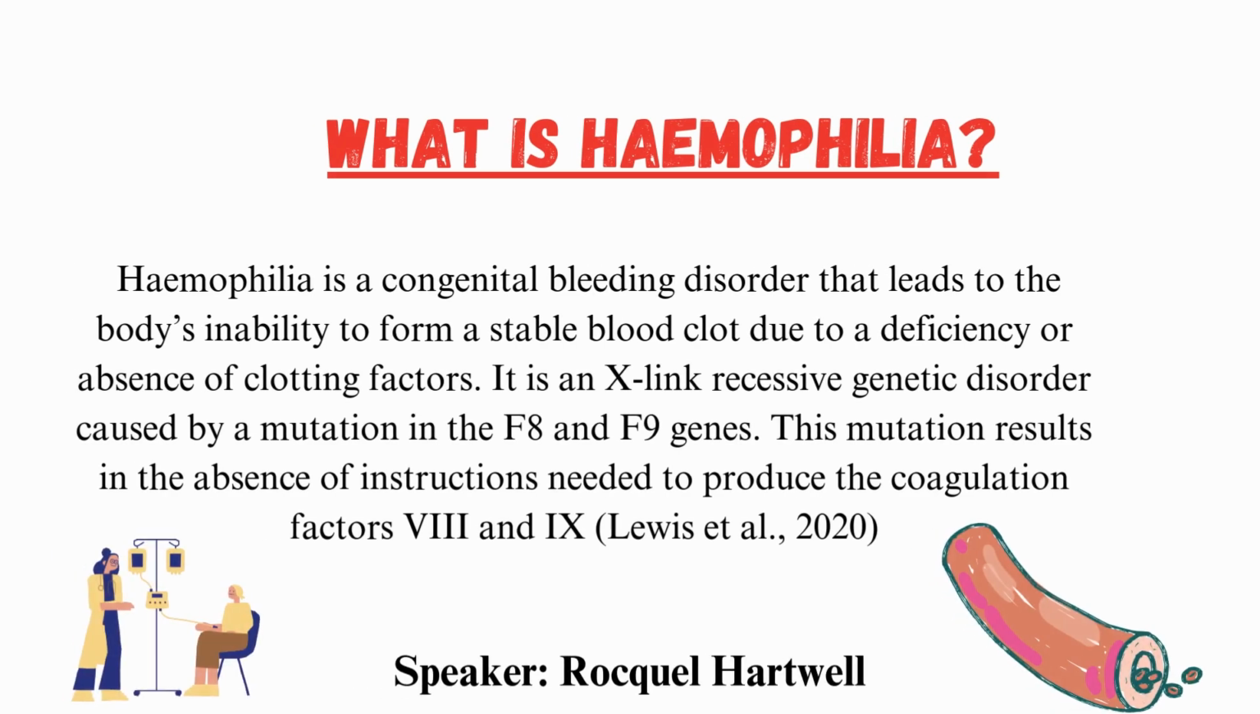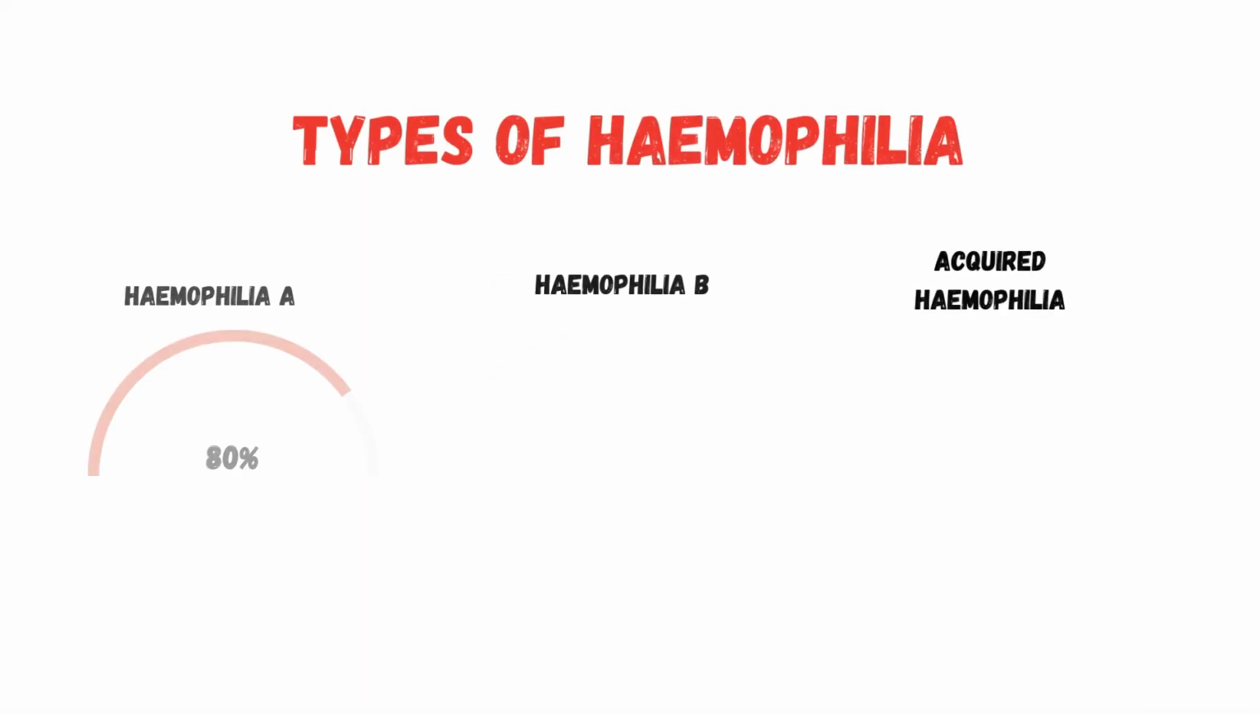What is hemophilia? Hemophilia is a congenital bleeding disorder in which the blood does not clot properly due to a lack of clotting factors. This mutation results in the absence of instructions needed to produce the coagulation factors 8 and 9.